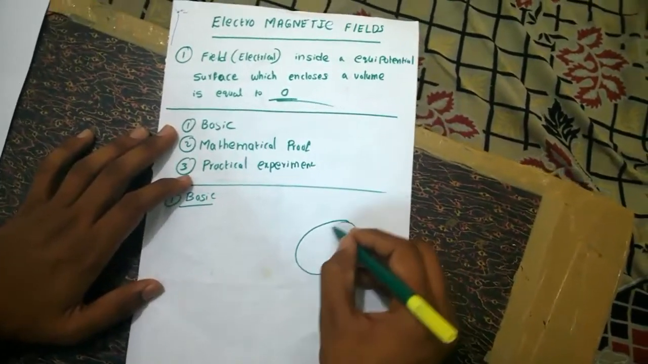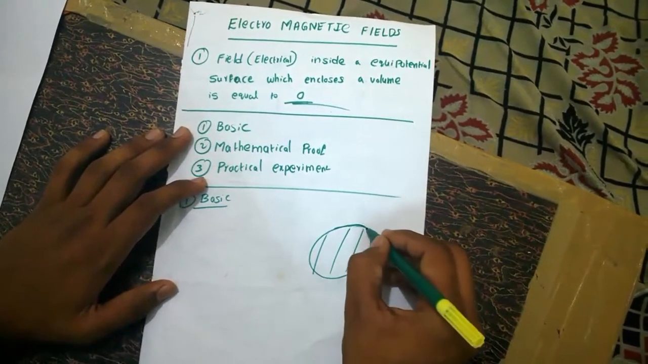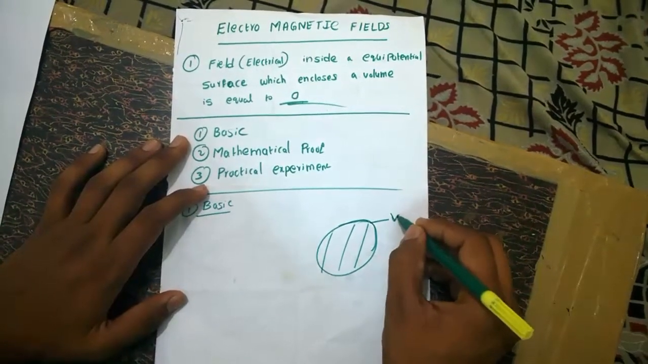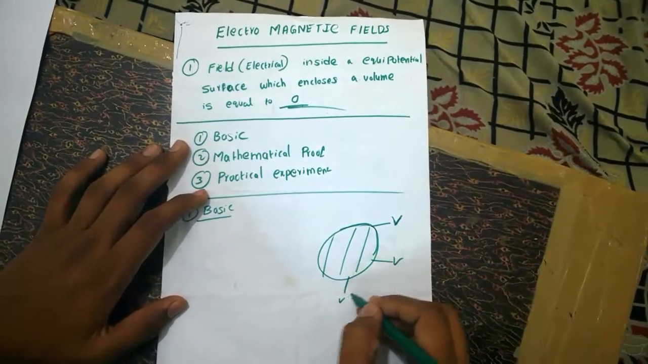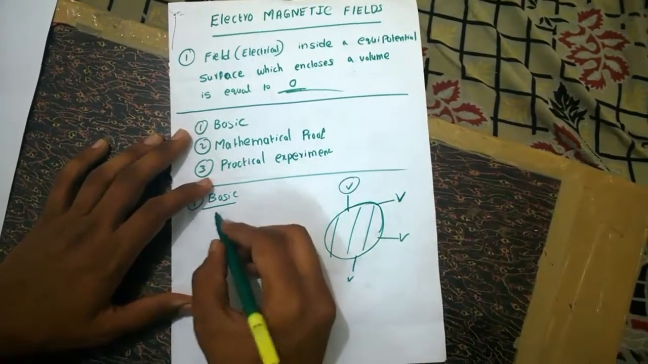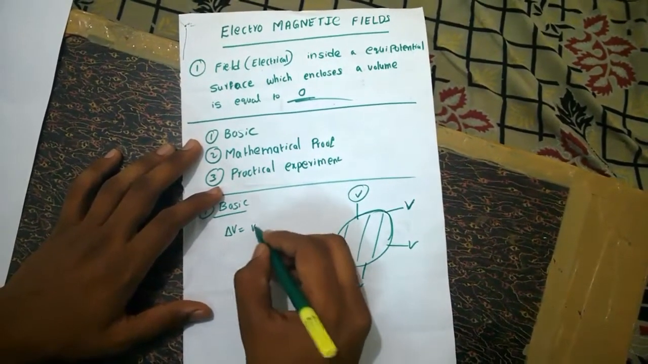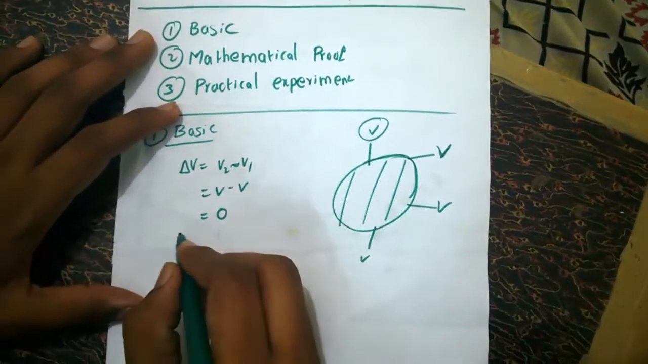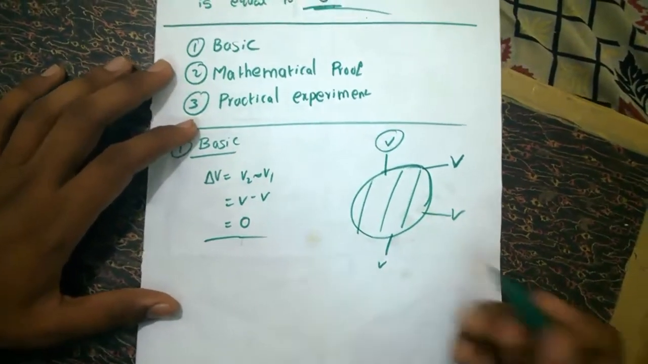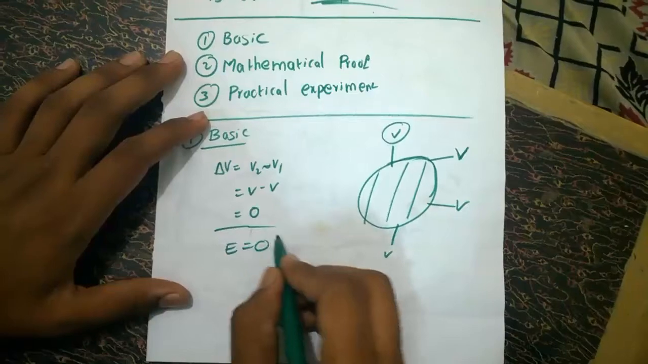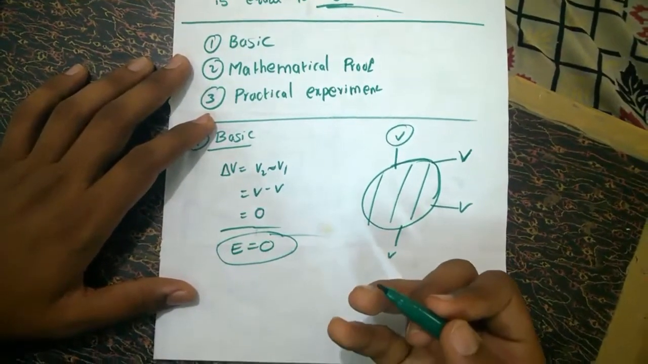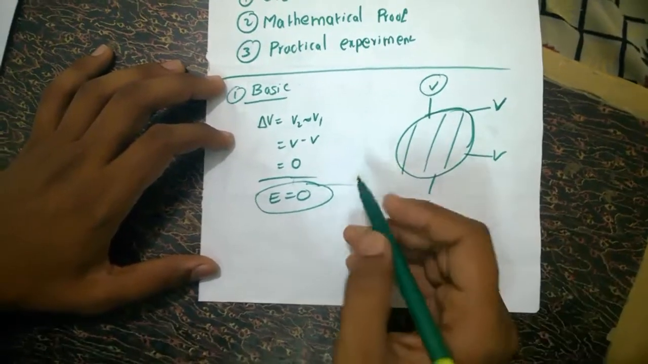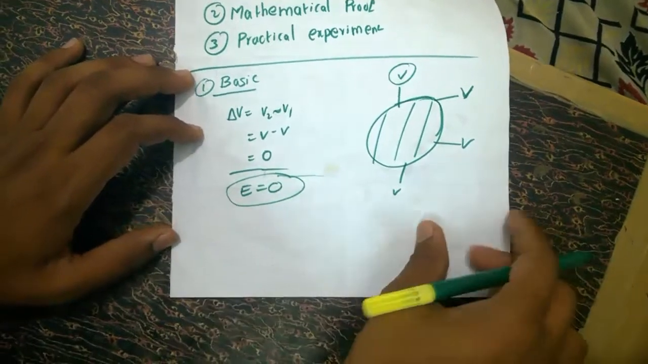First, the basic. I am considering a volume, and on this surface I am given a potential which is equipotential. That is, if we consider the potential, here it is V, here it is V, everywhere it is V. And if we take delta V, that is the potential difference, V2 minus V1, V minus V, it comes out to be 0. That is, the potential difference is 0. That means no field exists, because electric field relates to voltage or potential difference. Okay, next is the mathematical proof.